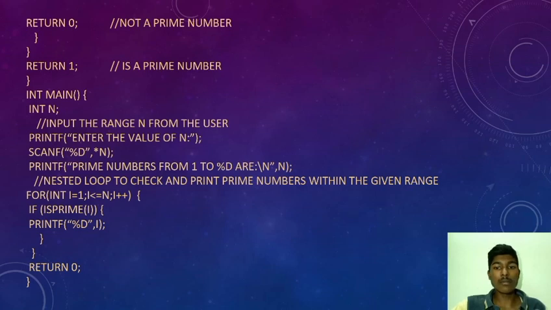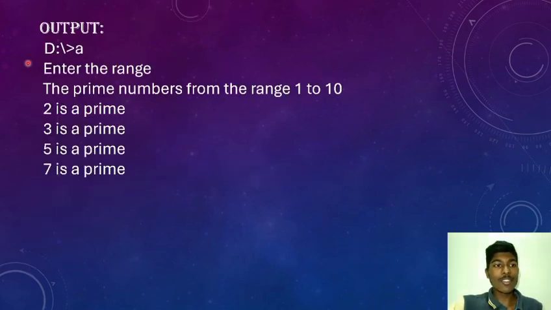Now we will see the output for this video. We enter the range, the prime numbers from the range 1 to 10. We get the output as 2 is a prime, 3 is a prime, 5 is a prime, and 7 is a prime.